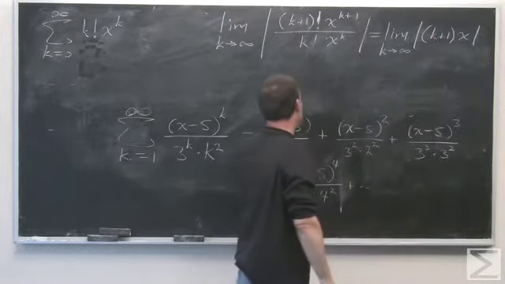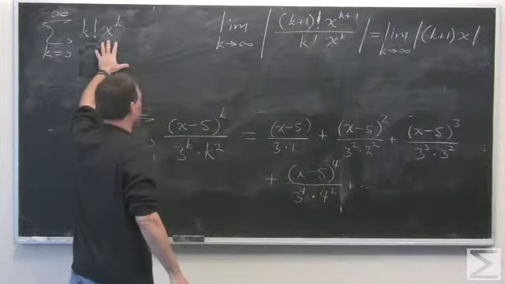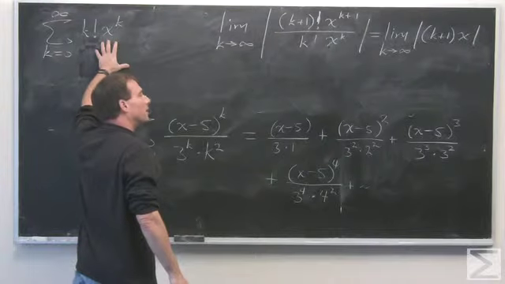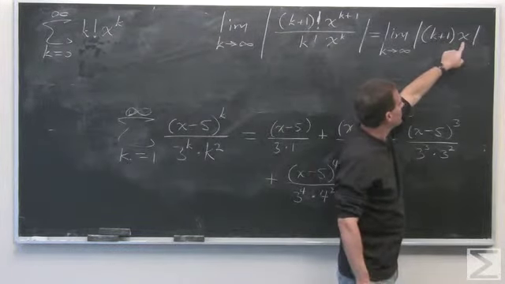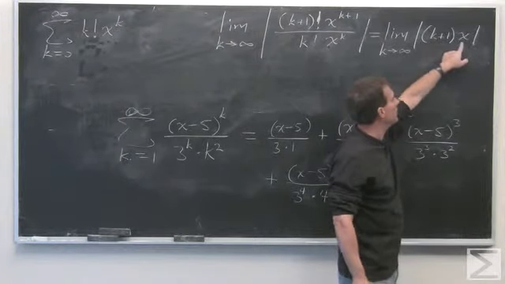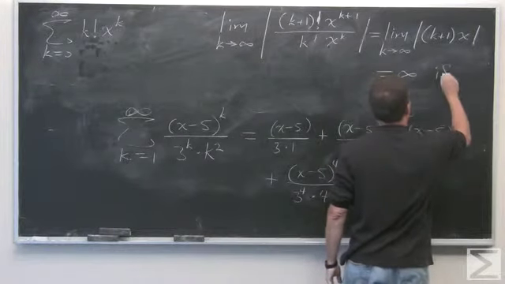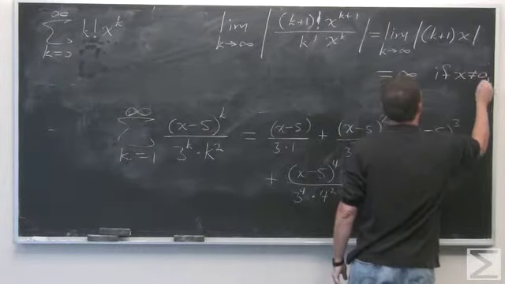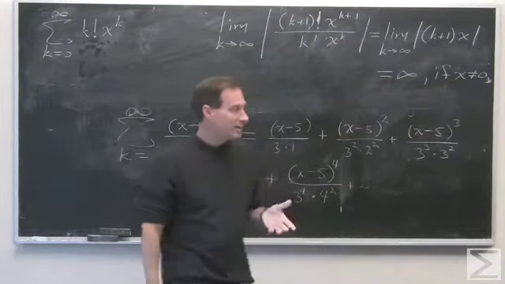Now, again, we shouldn't have been doing this when x is the center. We know that this converges when x is 0. If x is not 0, then as k goes to infinity, this absolute value goes to positive infinity. Positive infinity is greater than 1. Yeah, I should have said that.